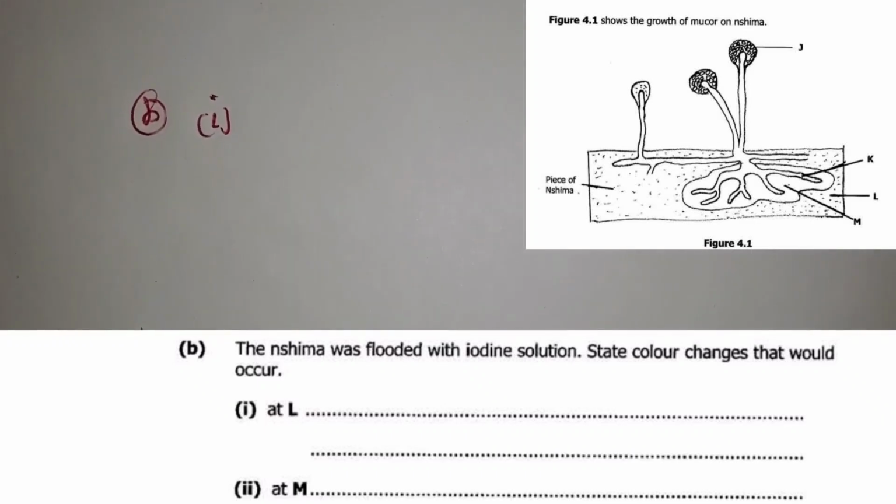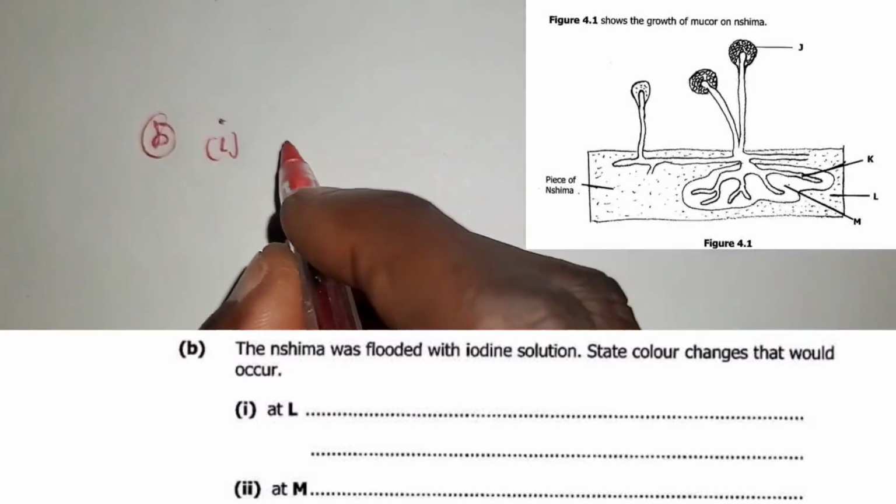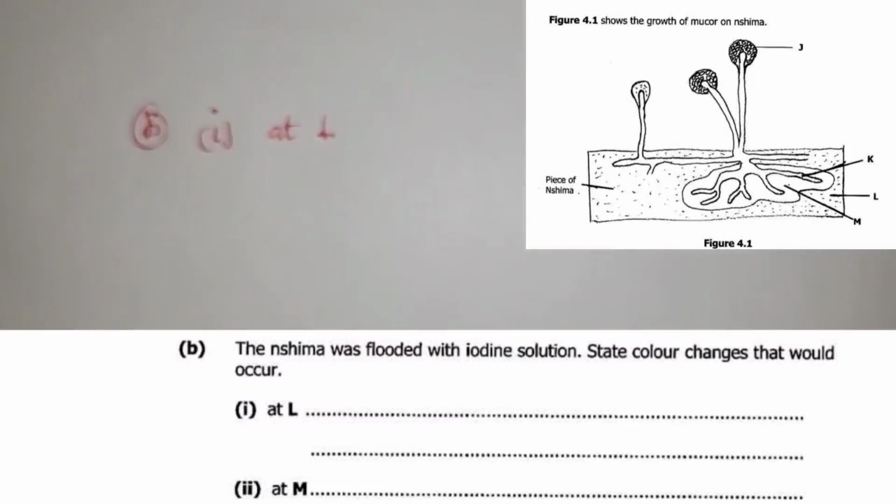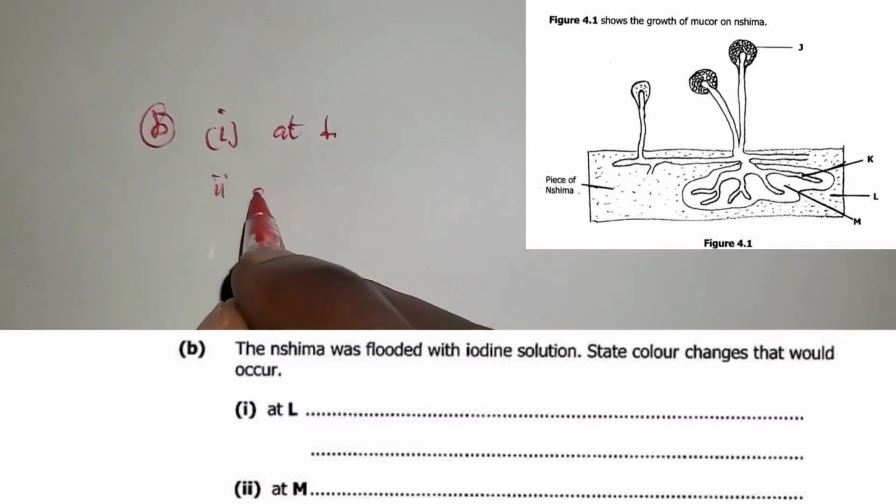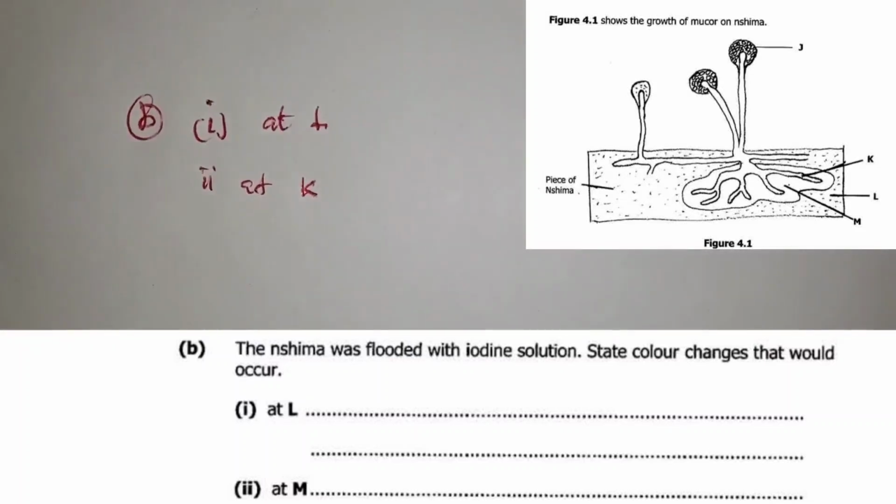Then B1, we are saying, the shima was flooded with iodine solution. State the color change that would occur, 1 at L. Okay, at L. Then number 2 at K. The color change. All right.